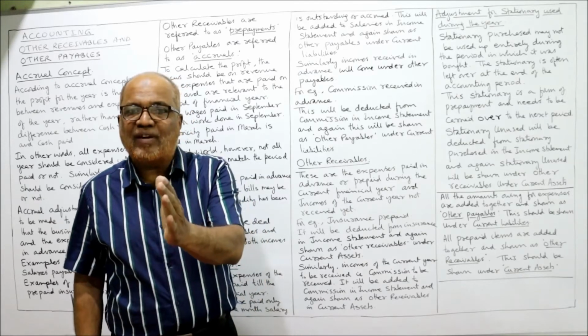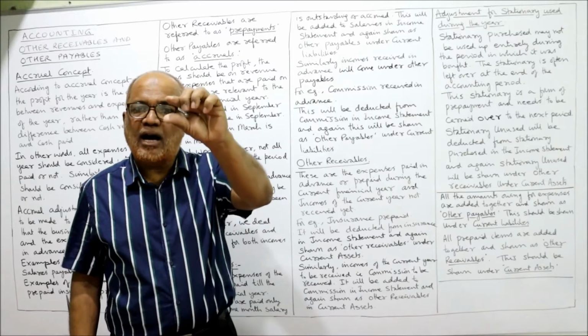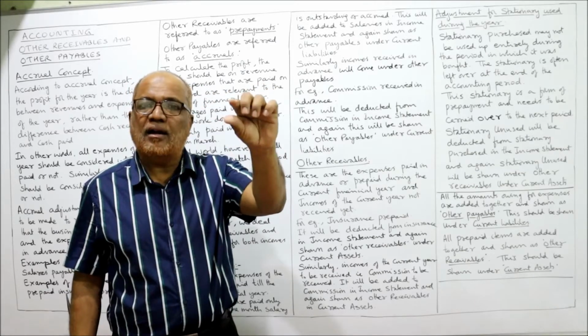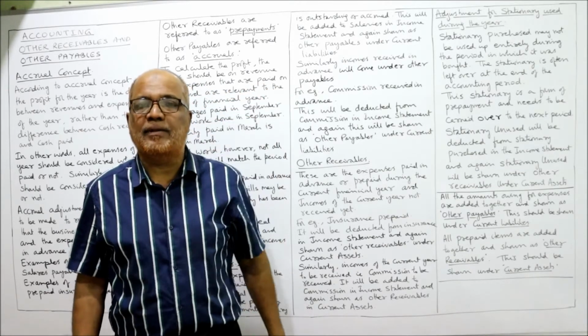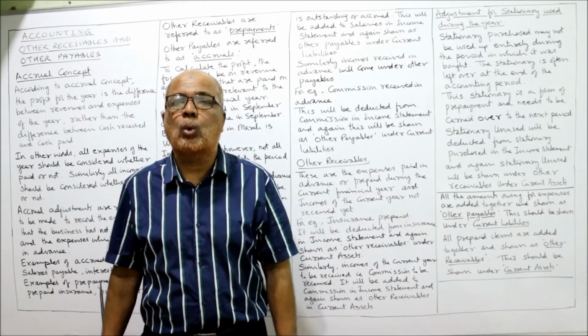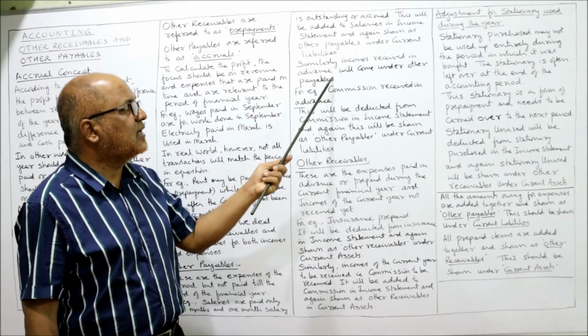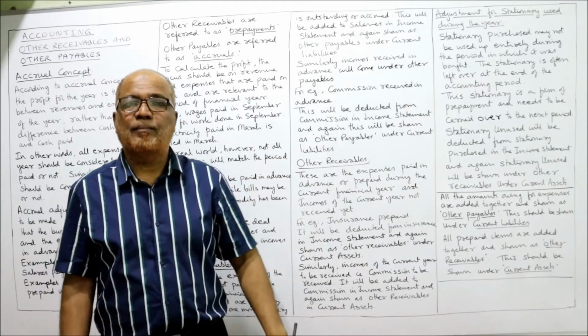So in the statement of financial position, under current liabilities, we'll take other payables. In that other payables, we'll take accrued salary 20,000. That's it. Similarly, incomes received in advance will come under other payables.